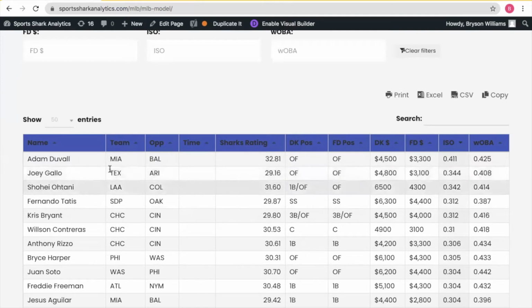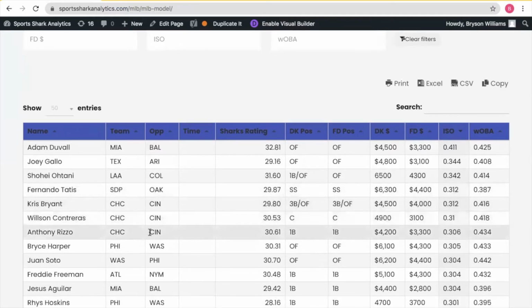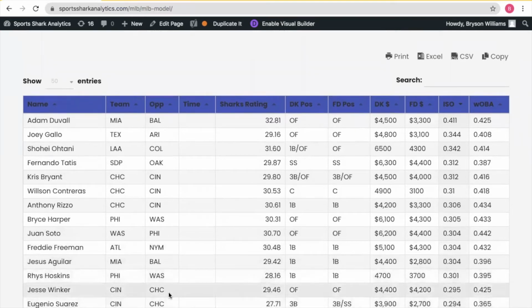But let's look at some of these other guys. Joey Gallo, he hit a home run. Ohtani, he hit a home run. Tatis, he hit a home run. Chris Bryant, he hit a home run. I don't think Wilson Contreras hit a home run. Rizzo, he hit a home run. Bryce Harper, he hit an inside the park home run. Soto, I think he hit a 3-run home run. Freddie Freeman, I don't know exactly what he did. Hoskins, he hit a home run. Winker hit a home run. Suarez, you get where I'm going at? So this is just isolated power. This is great to use for one-offs and also filling in your stacks.